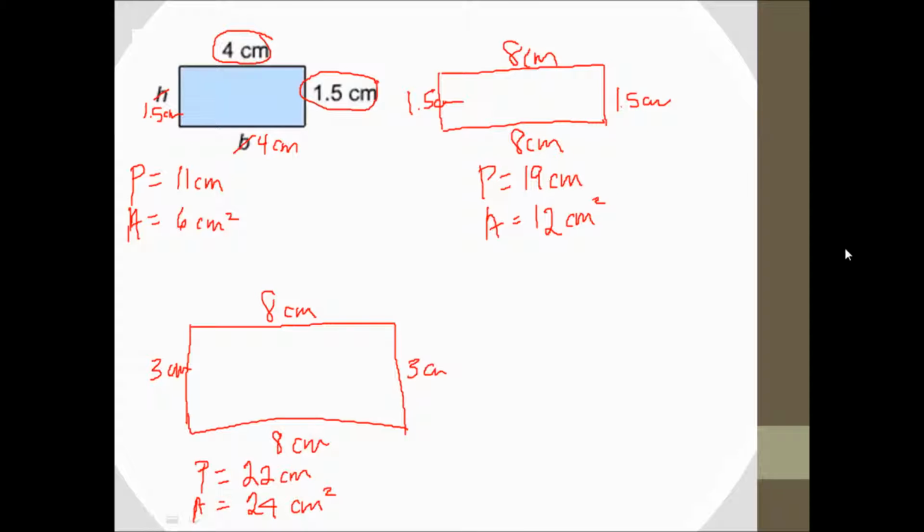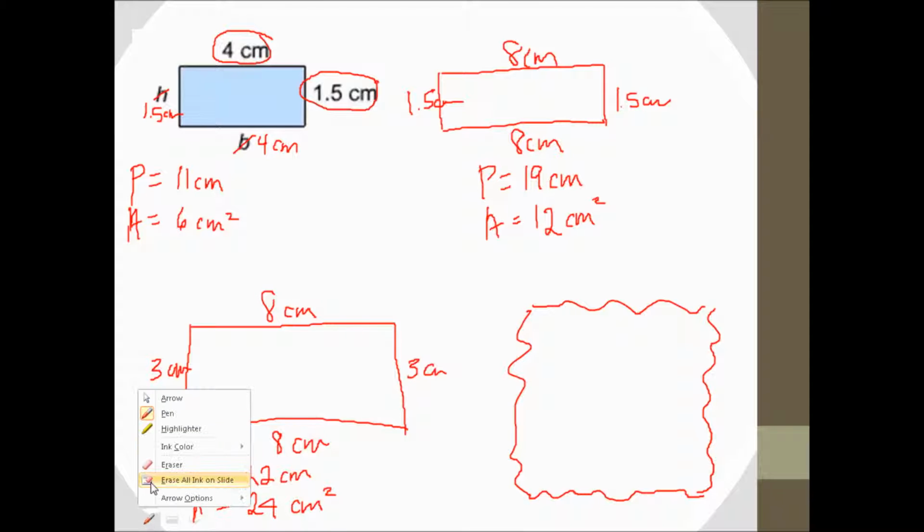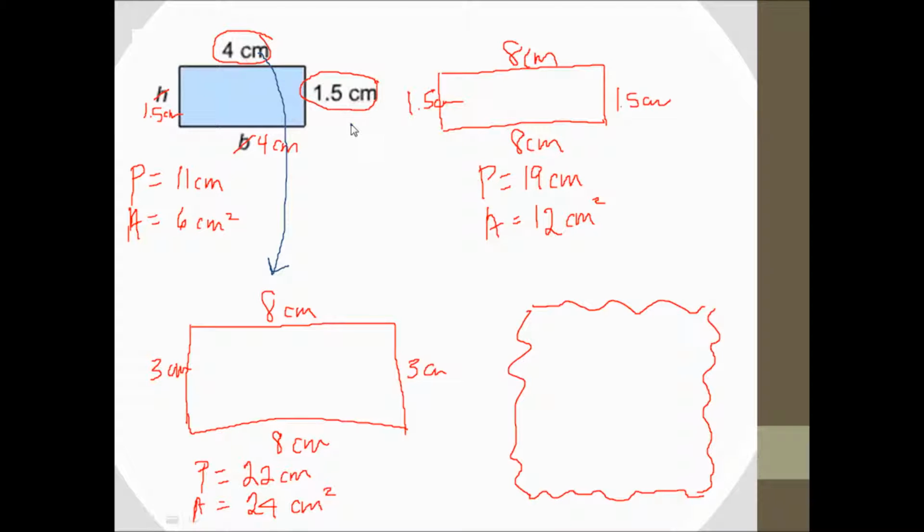So in conclusion, let's talk about the patterns here. If I doubled just one side of the rectangle, there wasn't a pattern for my perimeter. There was a pattern for my area. It doubled the area. Okay? But it's only when I doubled both sides can I see a pattern for both. So I doubled the 8, I doubled the 1.5. So that means I double the perimeter.